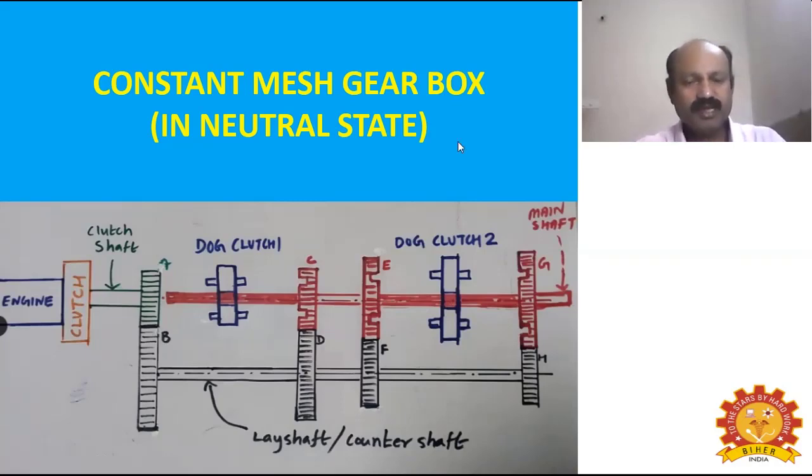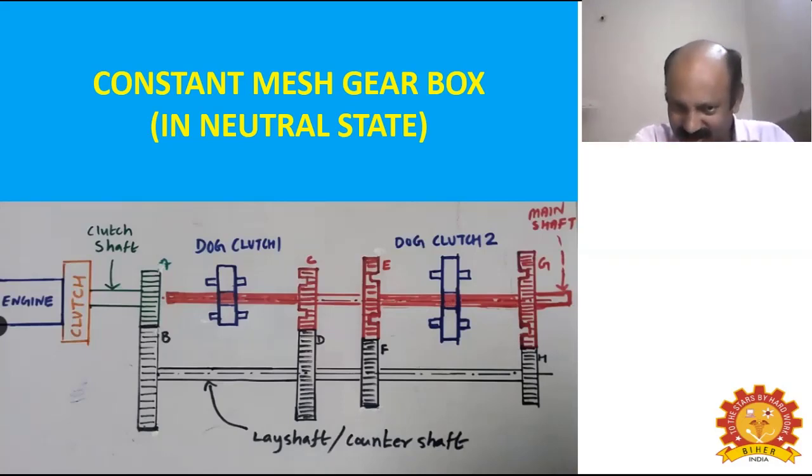Now here you see, when you want to engage the first gear, the dog clutch 2 is moved to the right side, and some projections on the dog clutch 2 get locked in gear G. Whenever the engine is running, the lay shaft is also running, and all the gears of the main shaft are also running, but power will be transmitted only through the dog clutch.